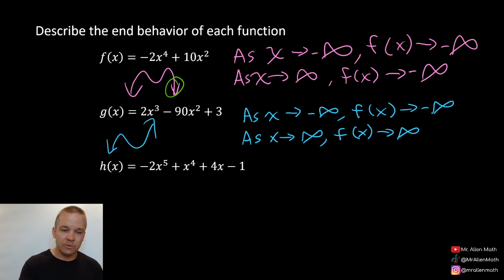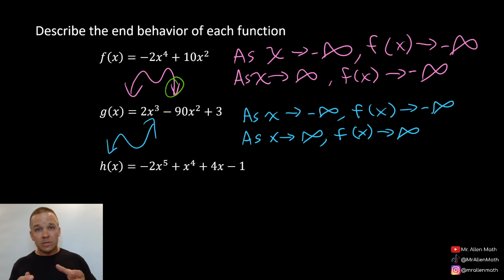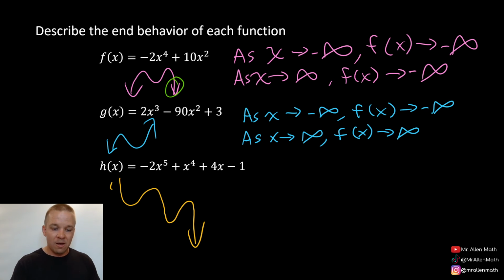Lovely. Last one, h of x. Ooh, this is a quintic, right? Degree of 5. Odd degrees are going to look kind of the same. So instead of just like this, it's going to do it again. All right, and there we go. That's kind of our general shape. Not always so emphatic, right? It's not always crazy bumps like that, but that's the general idea.